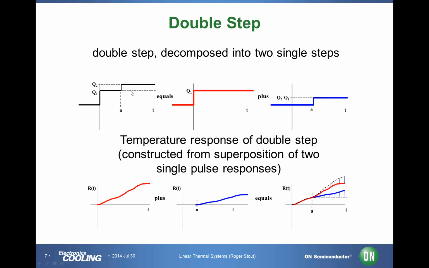For instance, we can do 2 steps of power where the power changes at time A from Q1 to Q2. Well, that would be the linear superposition of the red line here, which is Q1, followed subsequently by the blue line at time A, which is the difference between Q1 and Q2, and those add up to Q2. So the response of the system will be the red line superimposed with the blue line that starts with a time delay of A, and then when you add them up, you get this little black curve.